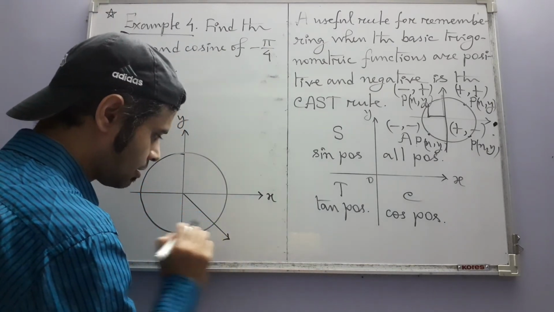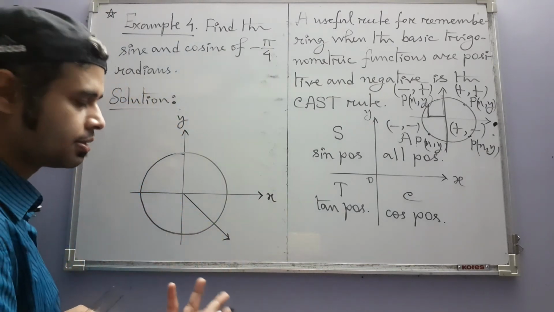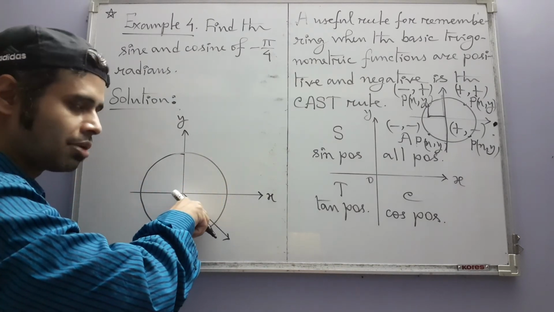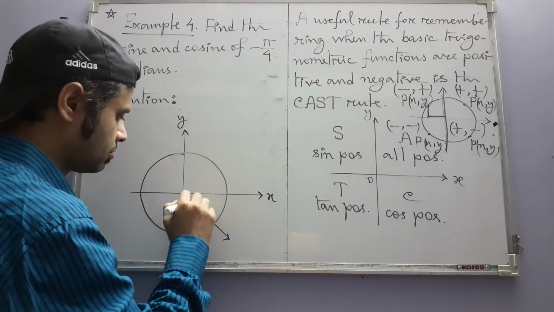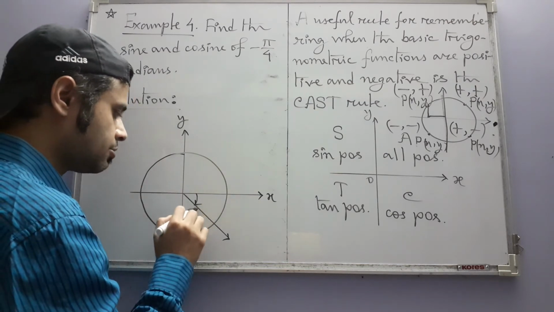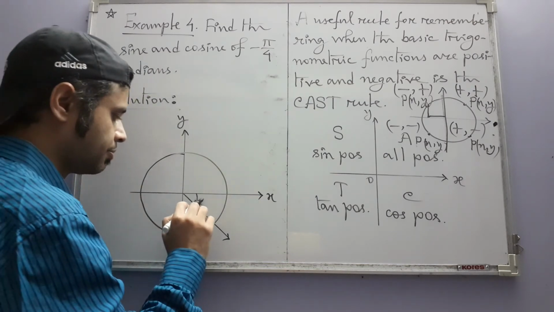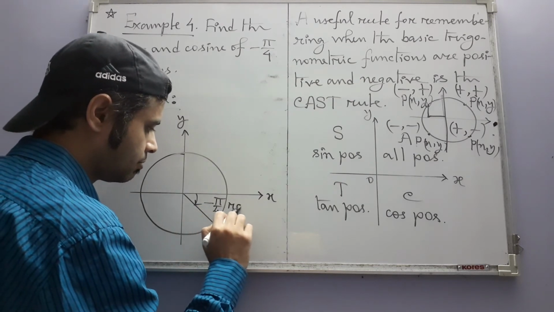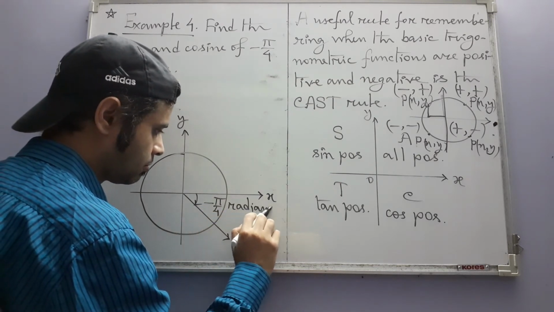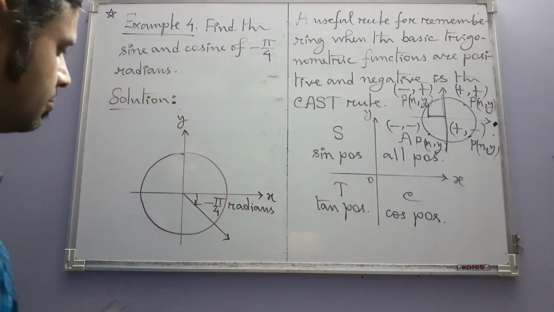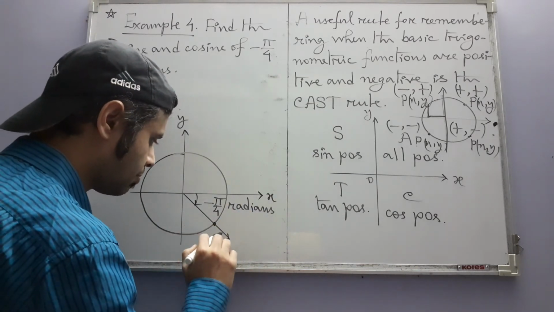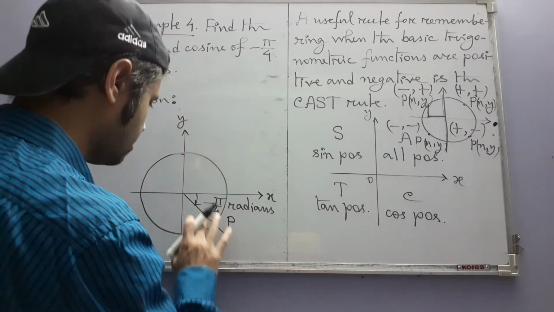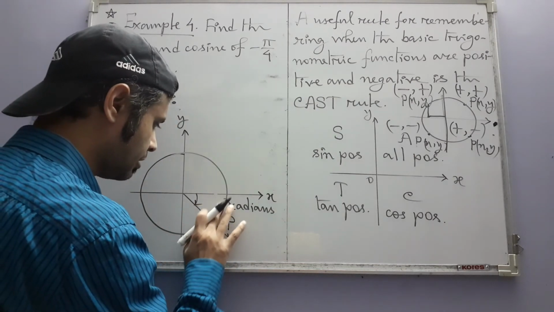So this is the terminal ray. Because our angle is negative, the rotation involved is in the clockwise sense. And so it is not like this, it is like this, minus pi by 4 radians. And this is our point P, whose coordinates we have to find, and we need to draw the reference triangle.